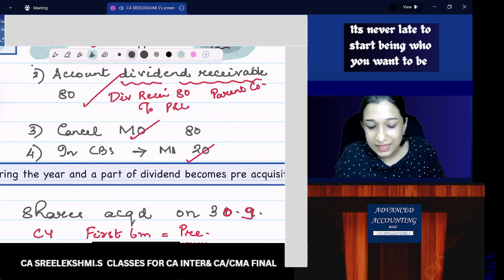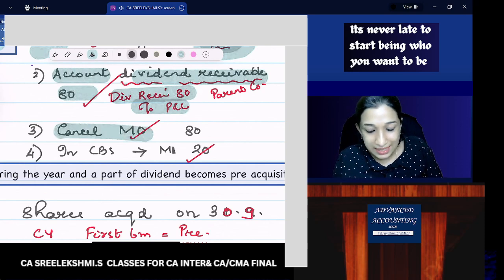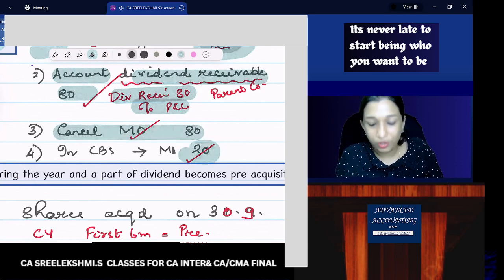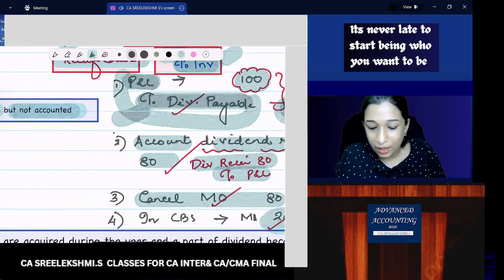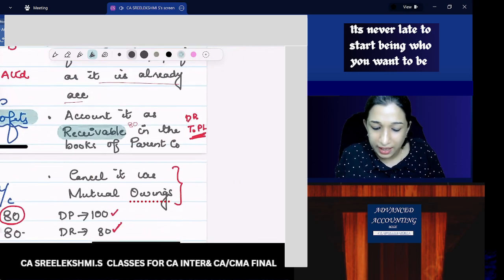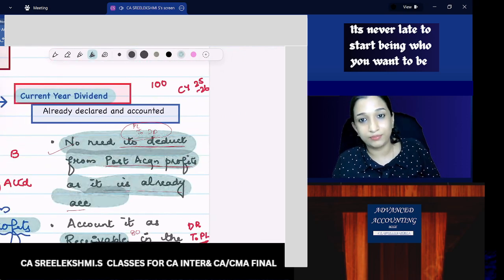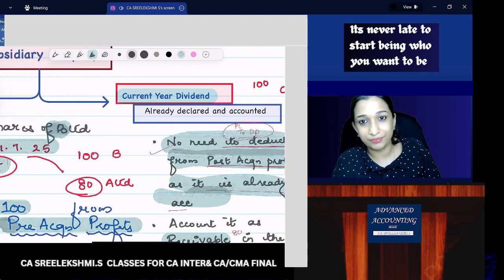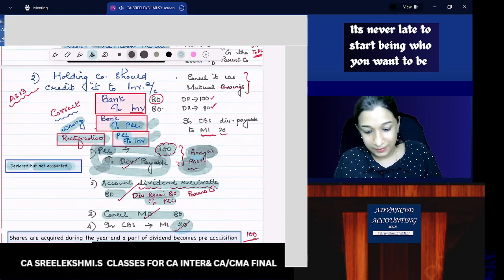Holding company, it is the same: account dividend receivable 80 to P&L. Cancel mutual owings, and only 20 will appear in the consolidated balance sheet. So if it is not accounted, I'll account it. If it is already accounted, no need to adjust because it is already accounted. Are you understanding? If there is a doubt, just comment below, I'll clarify it.